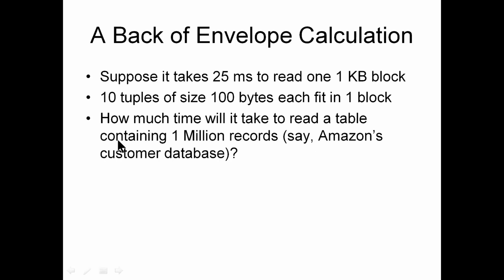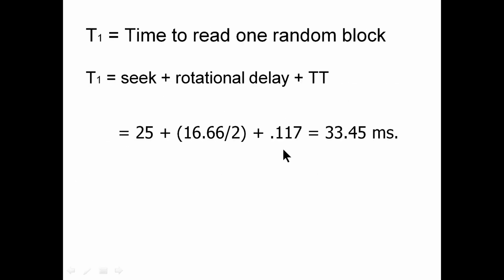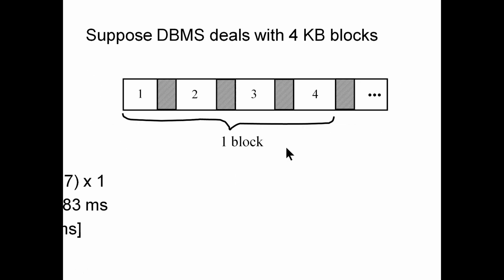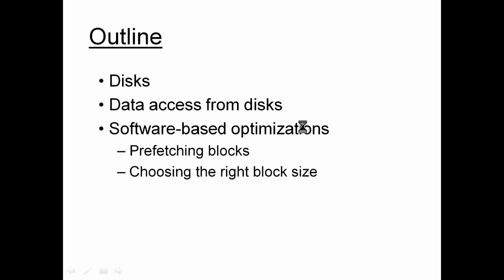how much time to read one table containing 1 million records is an example from this point of view. And here I can go back and take you further. So the time to read a full track: this is to get to the first block, and then the rest of the time is about this. So actually a bit less. We do not have to read the last gap, you understand this.